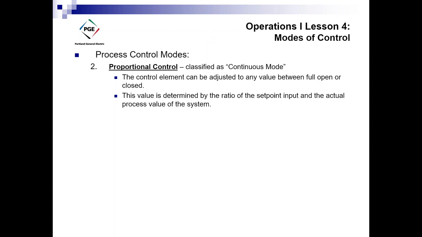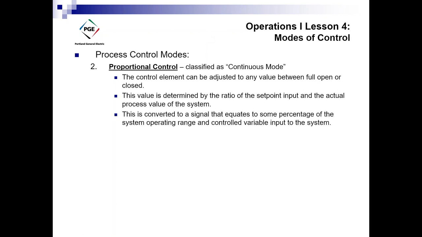The value is determined by the ratio of the set point input and the actual process value of the system. And then it's converted to a signal that equates to the same percentage of the system operating range and controlled variable input to the system. All this is saying is just the signal is proportional to the change in the system.